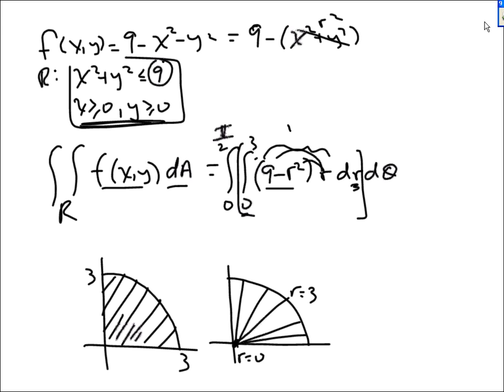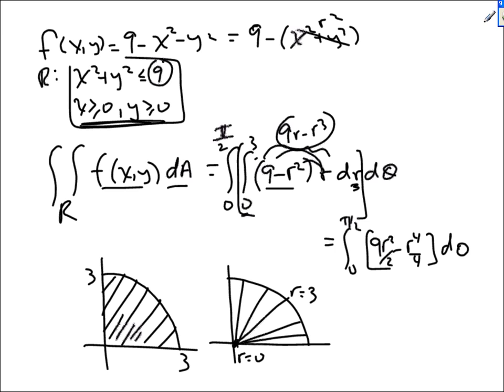This mess would just be 9r minus r cubed. So this will become the integral from 0 to pi over 2 d theta, and what's inside, this integral, is 9r squared over 2 minus r to the 4 over 4 from 0 to 3. Work that out. It's going to be a constant. Call it k because I don't want to figure it out. Pull it out in front, from 0 to pi over 2 d theta.